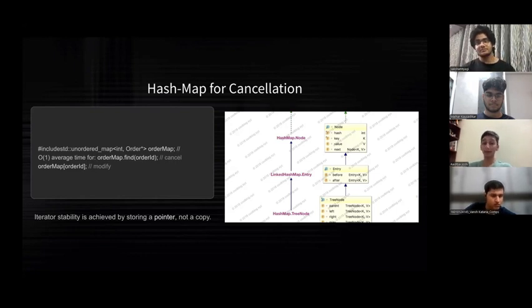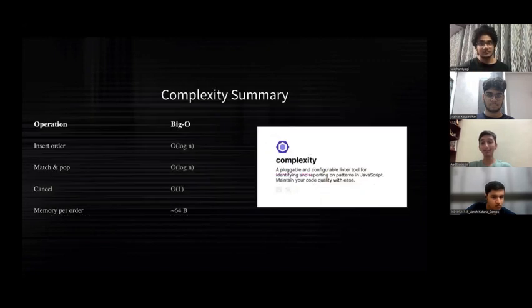So let me summarize our performance: insert order complexity of big O(log n), match and pop, again big O(log n), cancel O(1). Memory per order is roughly 64 bytes. Compare this to an array: O(n) insertion, O(n) searching. Our approach is exponentially faster for much larger order volumes, and it scales much better that way as well.